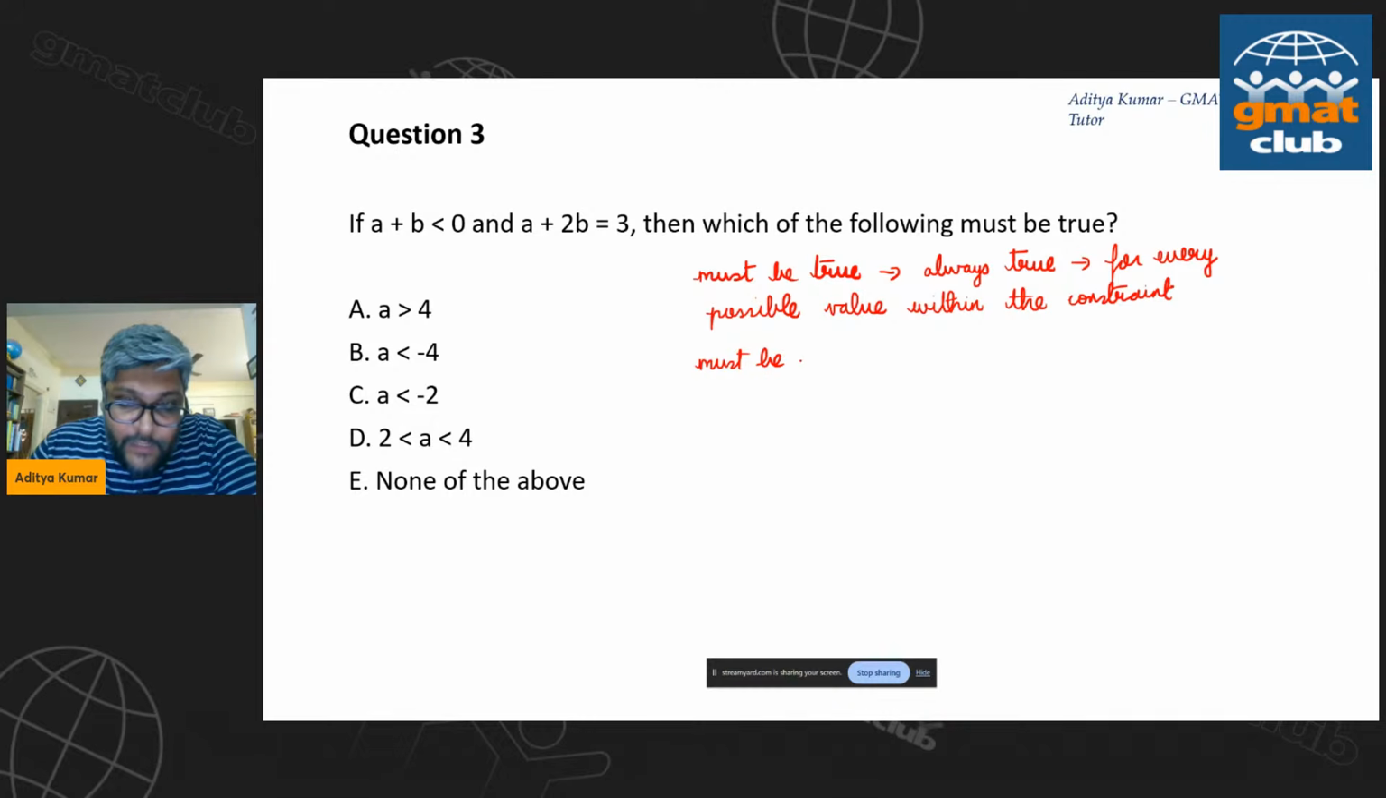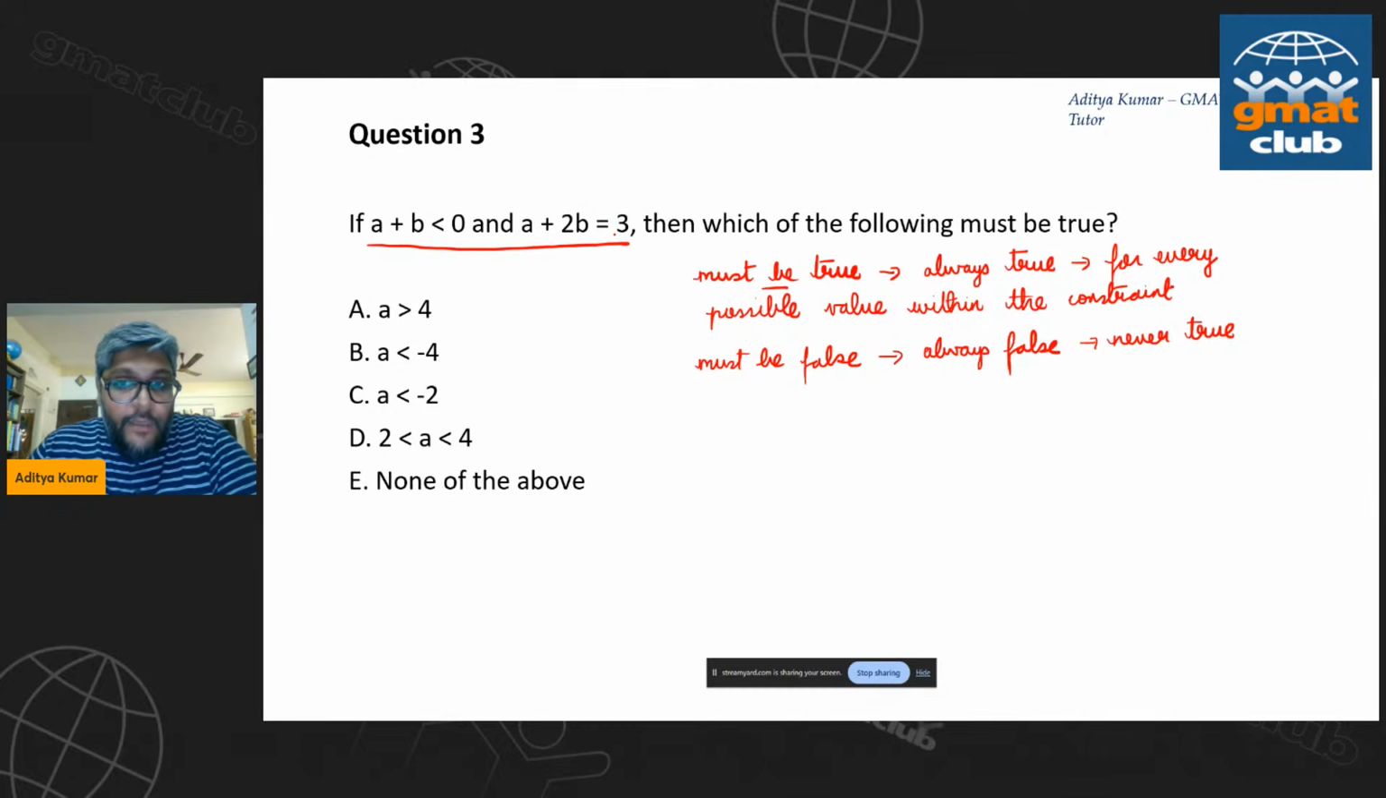I'll explain what I mean by the constraint. If it's a must be false, it has to be always false, or basically it should never be true for whatever values you take. Regardless of any value, it should never be true. This is a very important distinction that you have to have. In a must be true scenario, you need to pick an answer choice that caters to every possible value that the constraint of the question is defining. That's the important bit. You need to pick an answer choice that caters to every possible value within the constraint that is defined in the question.